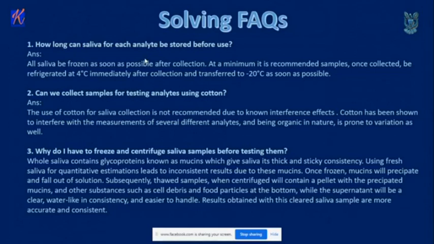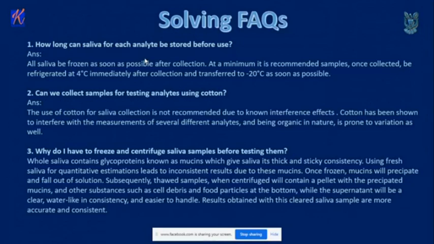Well, another question is, why do I have to freeze and centrifuge saliva samples before testing them? Yeah, very important. See, this is particularly for whole saliva. In whole saliva, there are glycoproteins, that is mucins, we know that. So because of mucins, the saliva is thick and sticky in consistency. So using fresh saliva for quantitative estimations leads to inconsistent results due to these mucins.